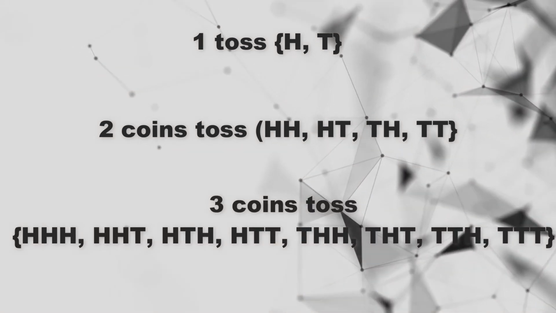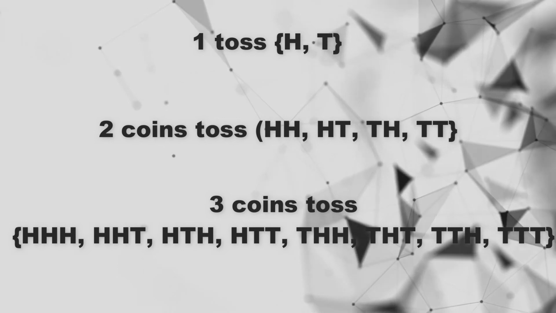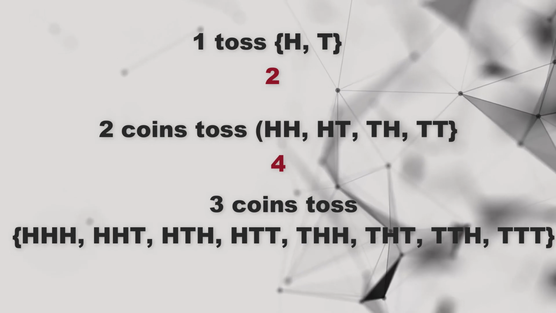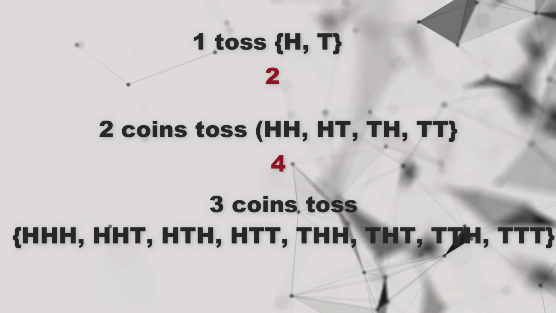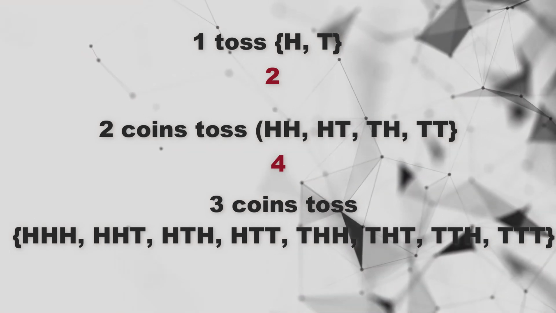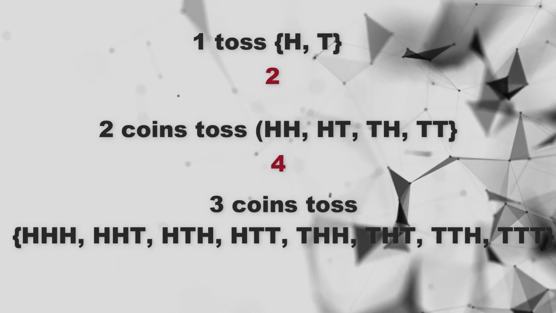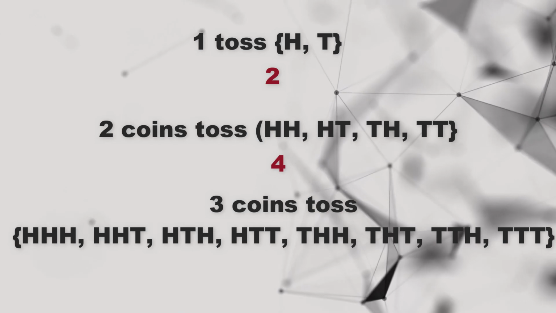As we can see, when we toss our coin just once, we have just 2 outcomes, and when we toss 2 coins, we have 4 outcomes. When we toss 3 coins, we have 8 outcomes. If we toss 4 coins, we are going to have 16 outcomes. As you can see, the sample space is actually growing exponentially.